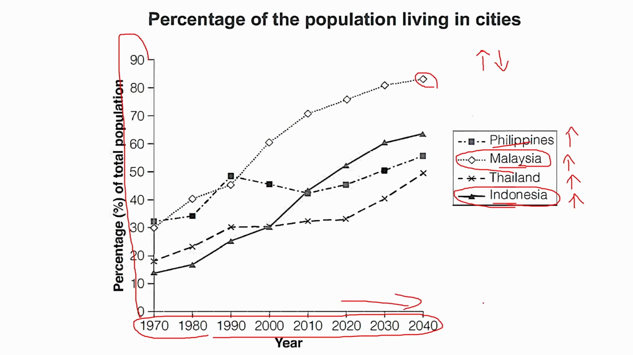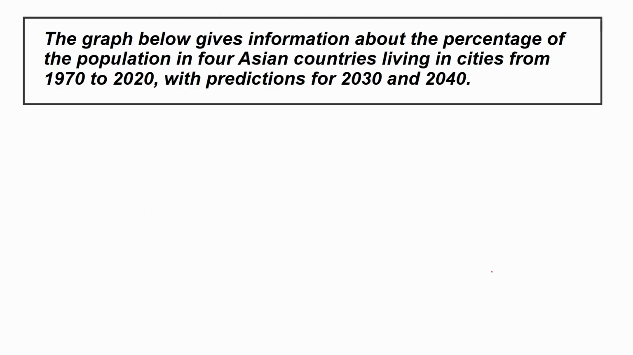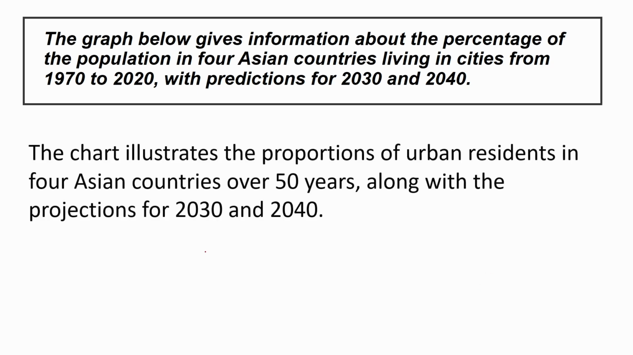Now we get to the writing stage. The first thing to do is to paraphrase the statement. We can again pause the video and paraphrase it, but I've done this for you so we can read it together. The chart illustrates the proportions of urban residents in 4 Asian countries over 50 years, along with the projections for 2030 and 2040. Can you notice the changes I've made?